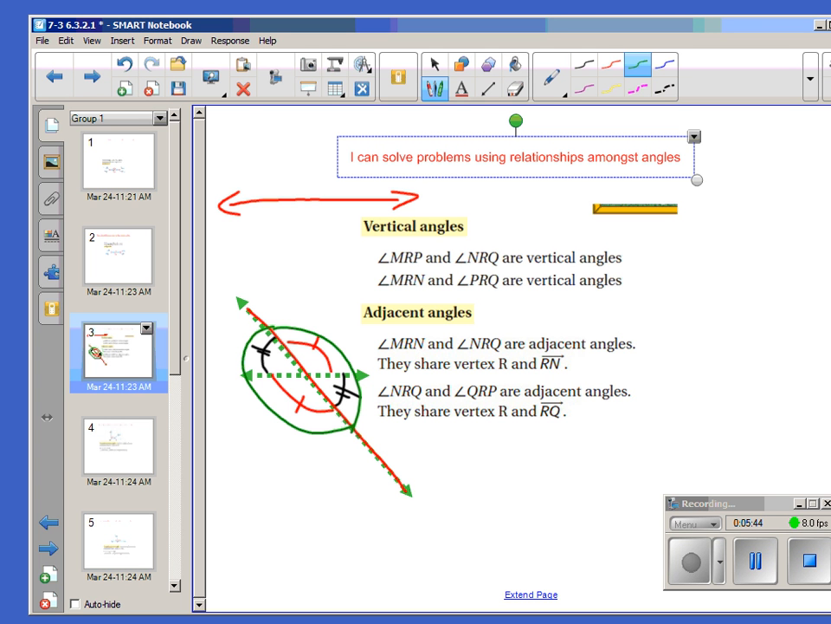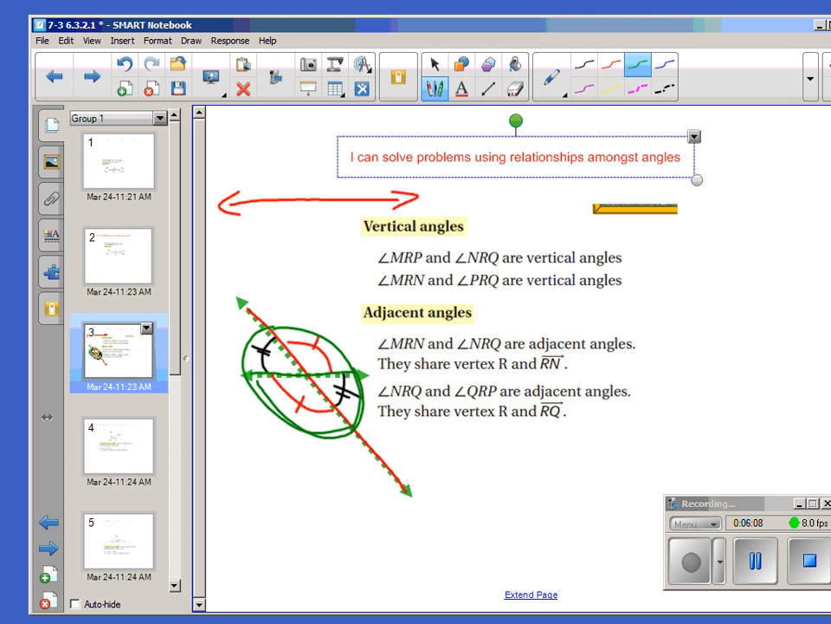As far as adjacent angles, they are on the exact same line. The adjacent angles are the two that go together to make up 180. Okay? Look at this. Here's a straight line right here. Everybody agree that's a straight line? Yeah. Wouldn't these two angles together add up to 180?